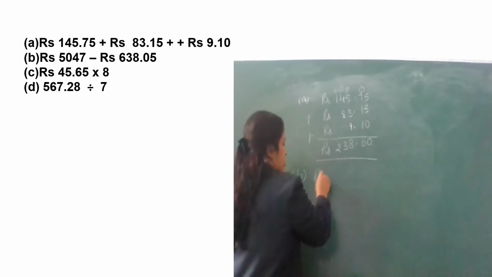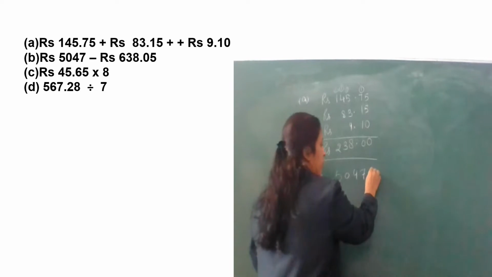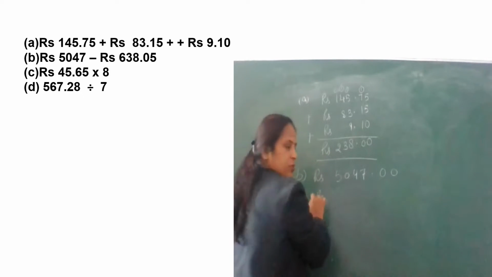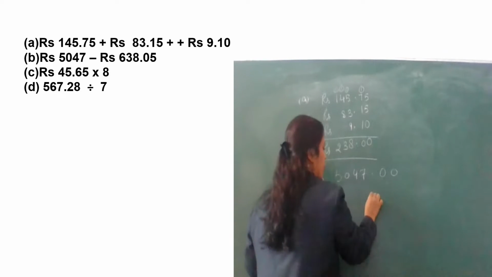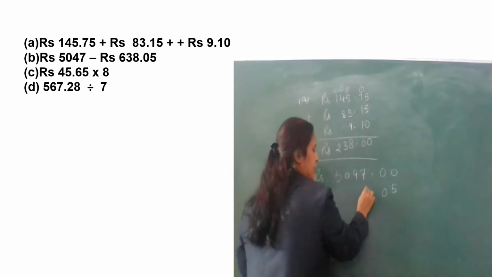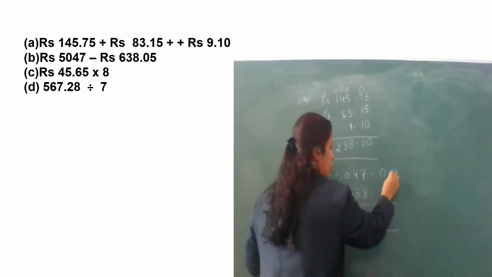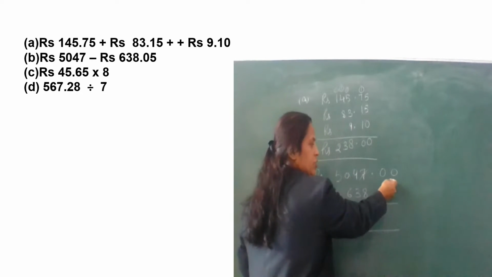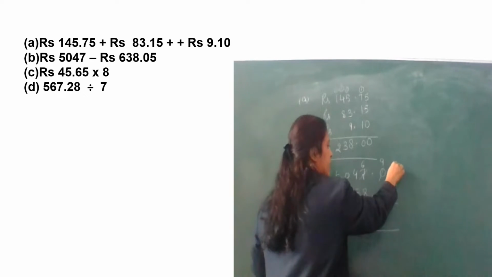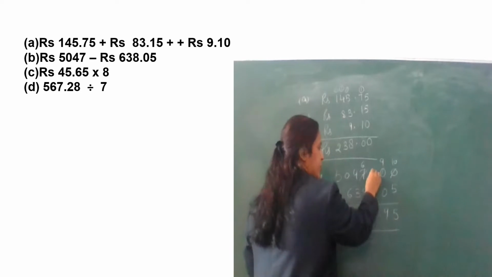Now, the next question is 5047. Okay. There is no paisa. After that just put the point and put 0. Then subtract rupees 638.05. The point should come on this one. 5 paisa, you write like this. Then 638. Now you subtract. Now from here you will borrow, because you cannot take from here, so borrow 1 from here. So you write from 6 to 1 and 0. Okay. 10 minus 5 is 5. 9 minus 0 is 9. Point is 0.